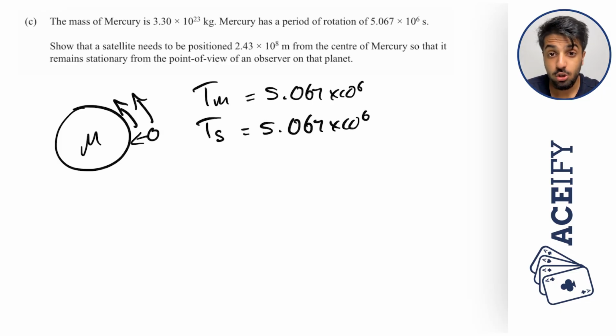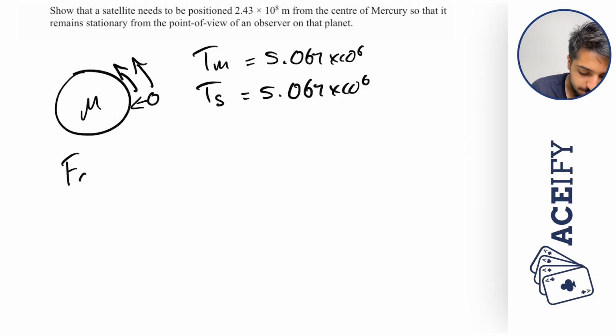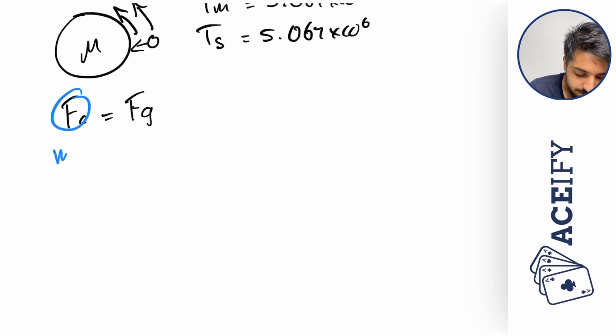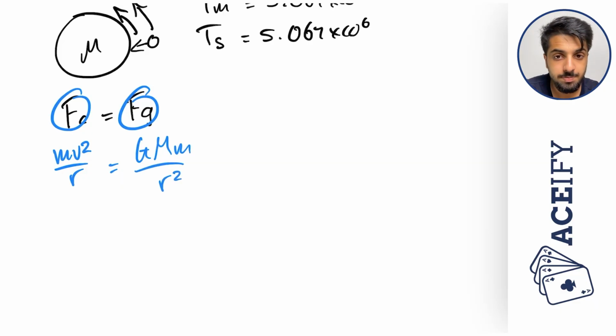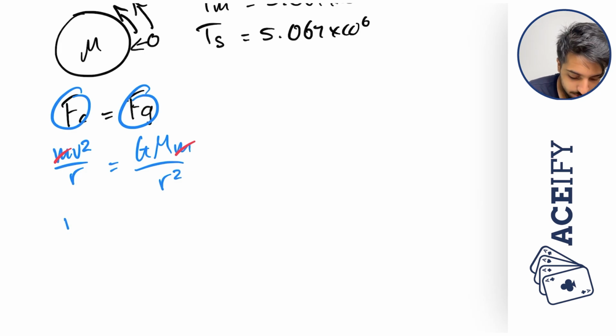Okay? So, now to solve this question, we know that our centripetal force must be provided by Fg. We know that Fc is equal to mv squared over r, and we know that Fg is equal to G, big mass, little mass, all over r squared. Now again, we can cancel out our little masses on both sides. Remember, our little mass is the mass of the satellite, and our big mass is the mass of Mercury. So we can cancel those out, and we get that v squared over r is equal to G, big mass, all over r squared.